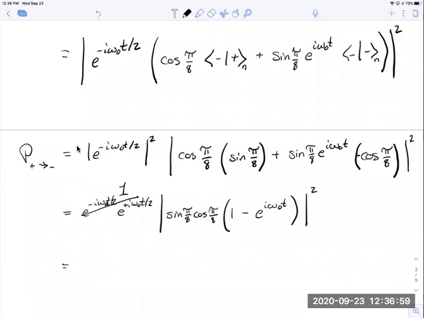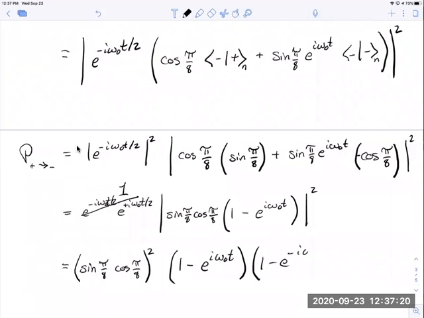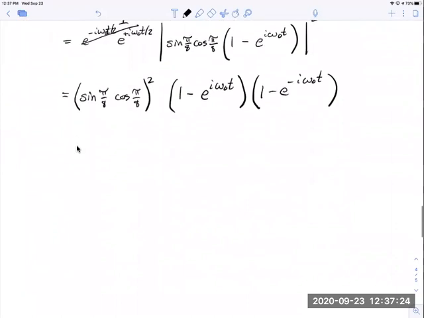So this is then equal to the sine of pi over 8, cosine pi over 8. They're just real numbers, so they come right out. Nothing exciting happens. And then I get 1 minus e to the i omega naught t times its complex conjugate, 1 minus e to the minus i omega naught t. So keep going.